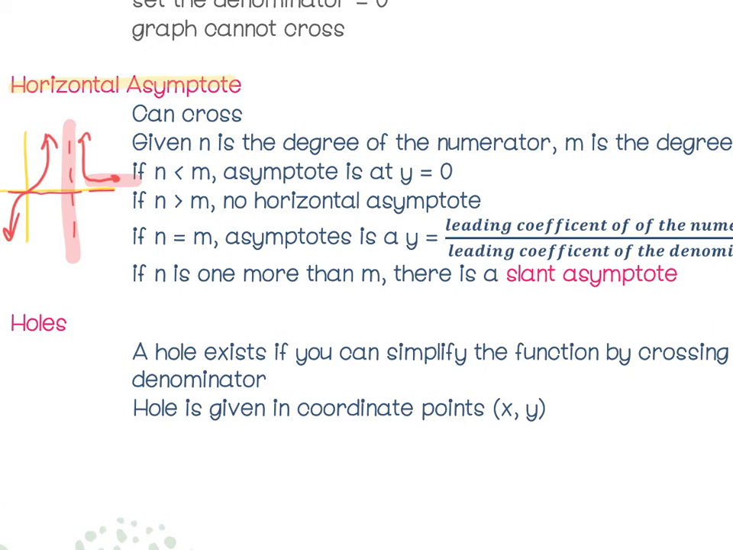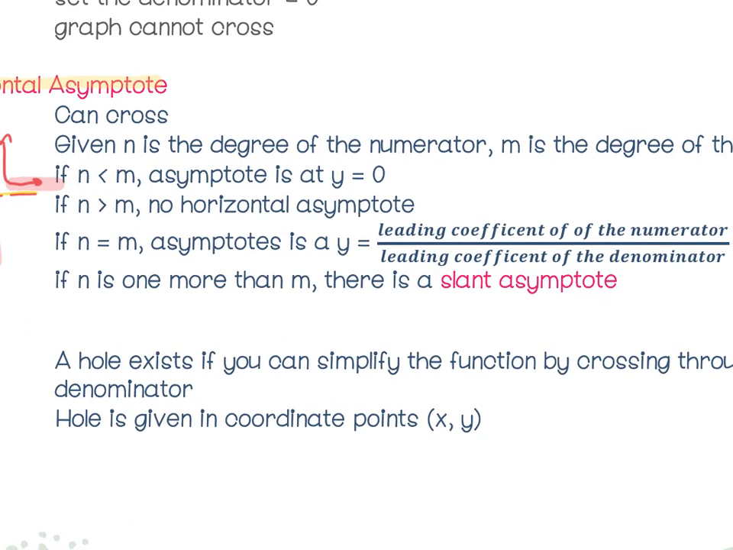All right? There are 3 cases with horizontal asymptotes, and they are all based on the highest exponent in the numerator and the highest exponent in the denominator. If I have x squared over x, let's just say that's my function. Obviously there will be more to it, but let's just look at it for now. The highest exponent in the numerator is 2. We use n for numerator. The highest exponent in the denominator is 1. We use m for denominator.